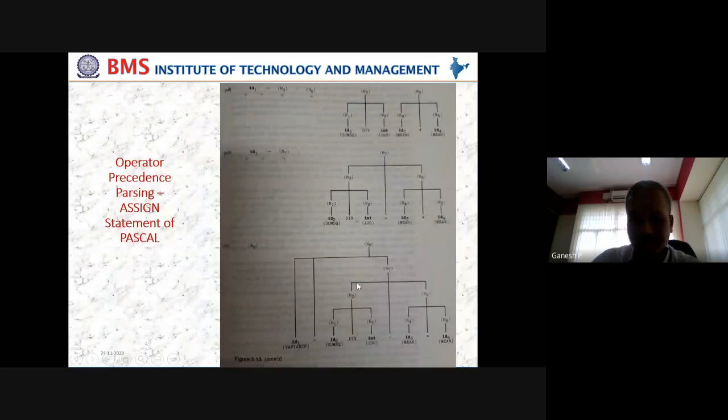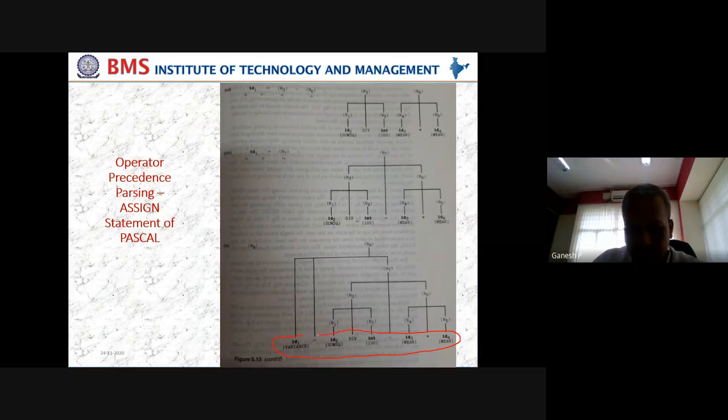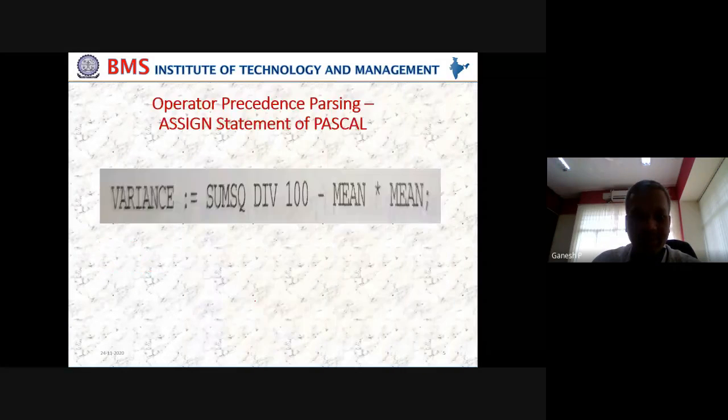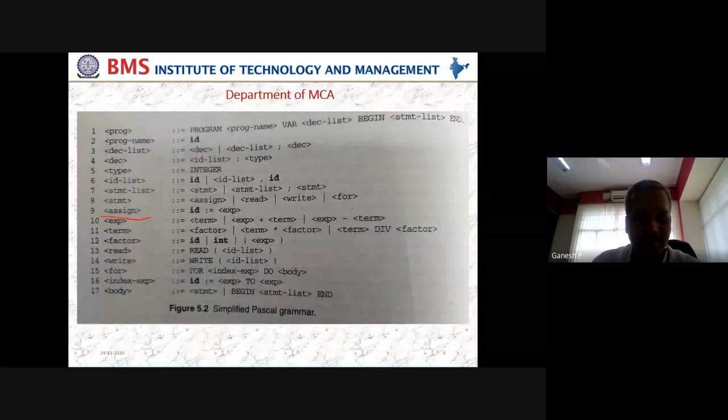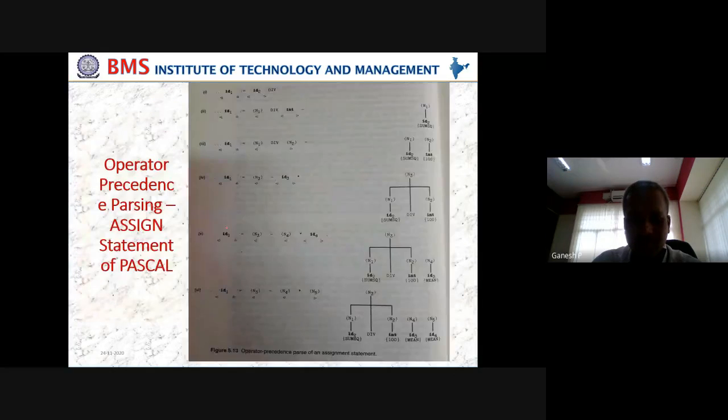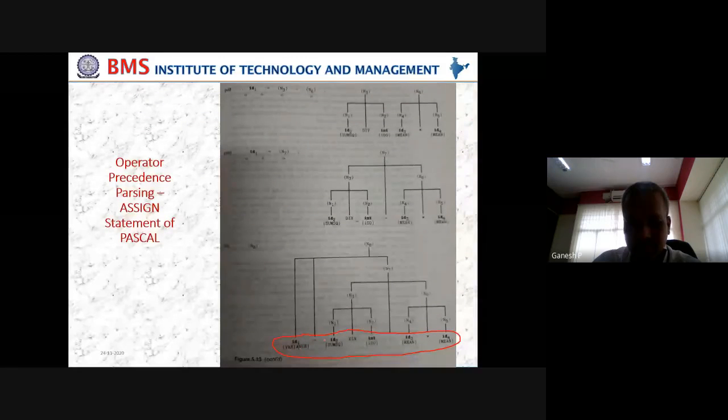So let us look at the final diagram, which contains the expression, that is variance is equal to sum SQ divided by 100 minus mean into mean. So ID is equal to expression. That is what we have as an assignment statement. Let us see, what is an assignment statement? ID is equal to expression. So this is valid. So here also, that is variance is equal to expression. So prima facie, the first assignment statement is valid.